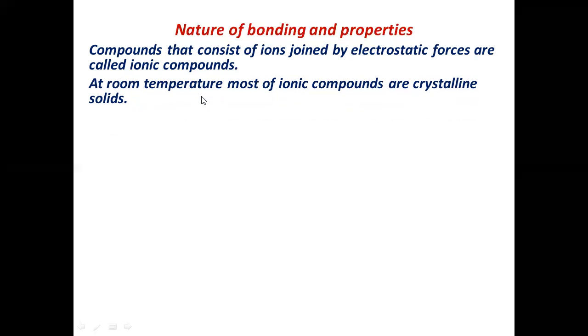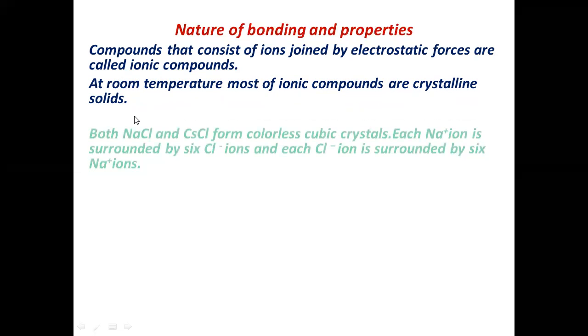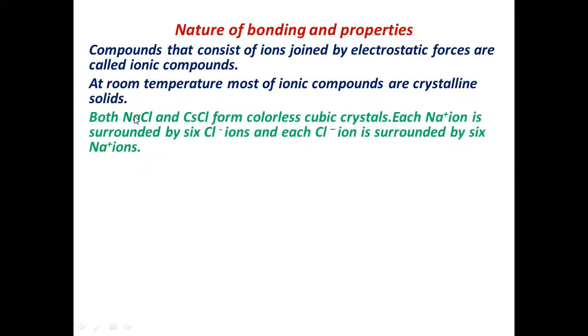So if in a compound ionic bond is present, at room temperature most of those ionic compounds are crystalline solids. They are solid and they form crystals. Two examples are sodium chloride and cesium chloride, and they form colorless cubic crystals. In sodium chloride, each sodium ion is surrounded by 6 chloride ions, and each chloride ion is surrounded by 6 sodium ions.